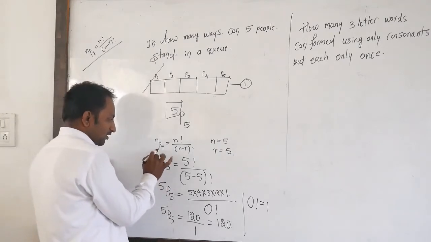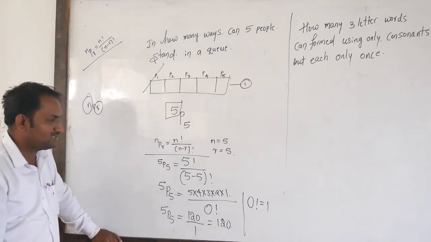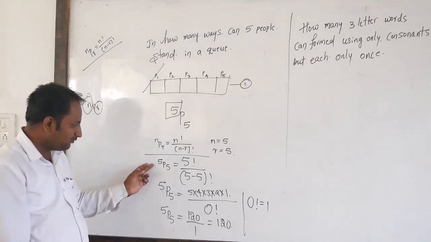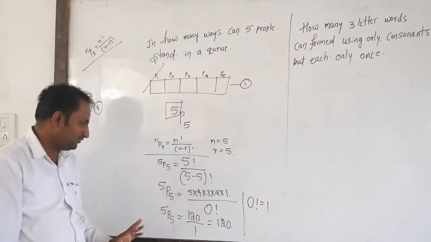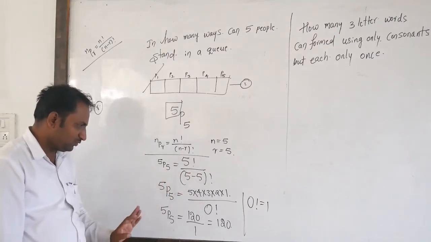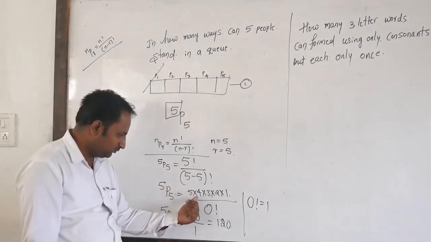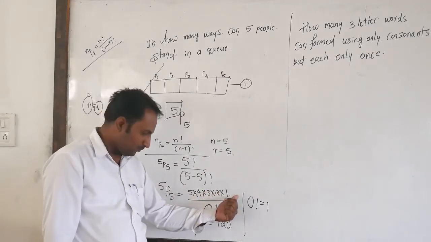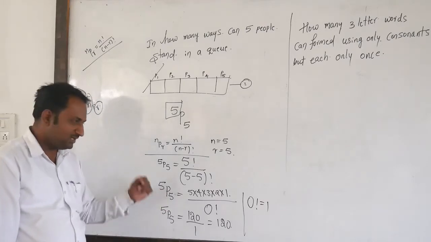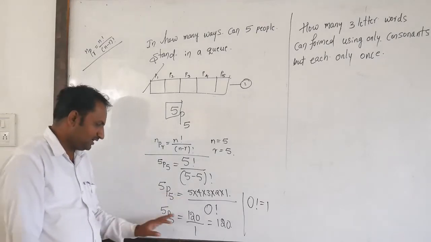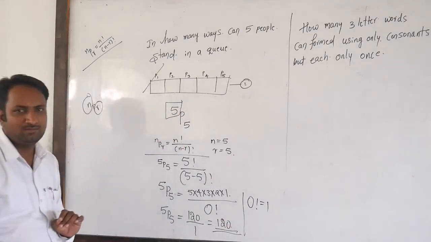In this formula, nPr is equal to n factorial divided by (n minus r) factorial. Here 5P5 is equal to 5 factorial divided by (5 minus 5) factorial. 5 factorial can be expanded as 5 into 4 into 3 into 2 into 1, divided by 0 factorial, so 5P5 is equal to 120. Here the 0 factorial value is 1. Therefore, 120 types of queues are made.